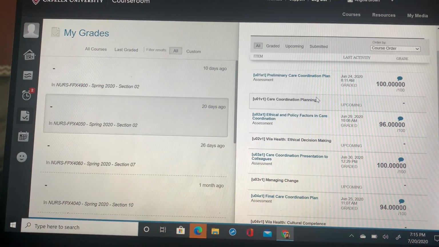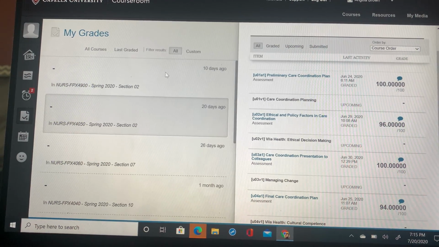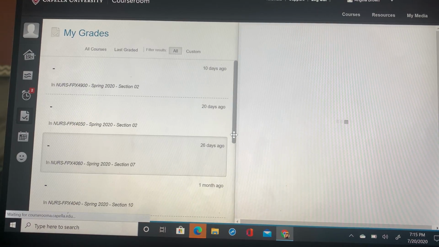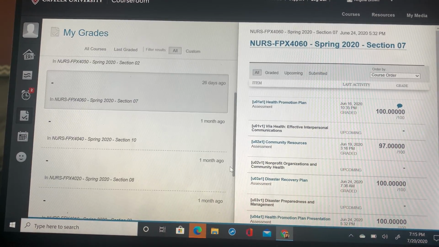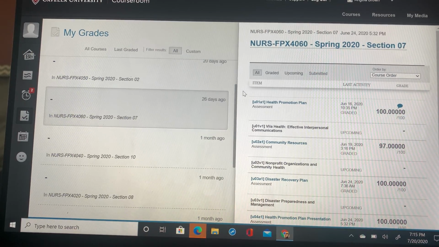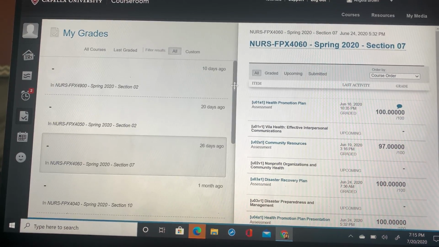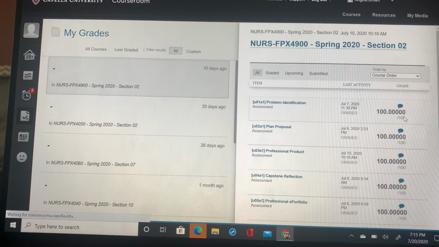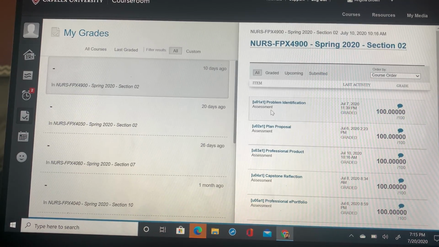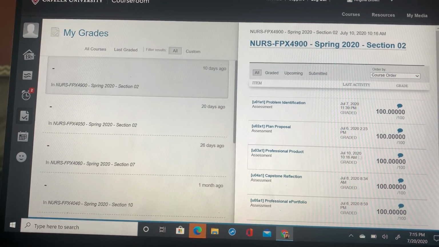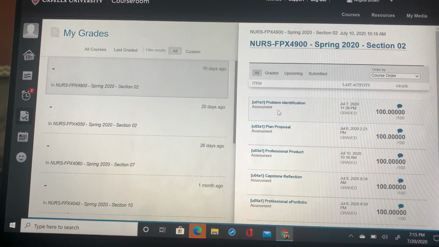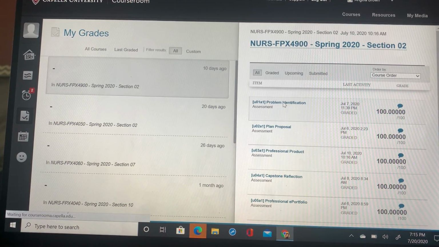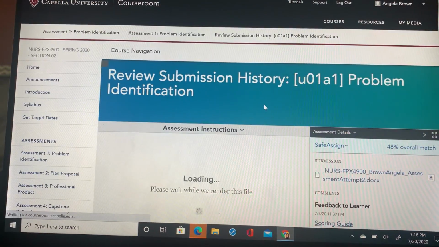Let me go to it. 4,900. Where are you? Y'all see 4,900? Oh, there it is. Problem identification. Y'all see, after I did it, I got 100%. Redid the professional project, 100%. Redid the problem identification, 100%. But I'm going to click on here and see.